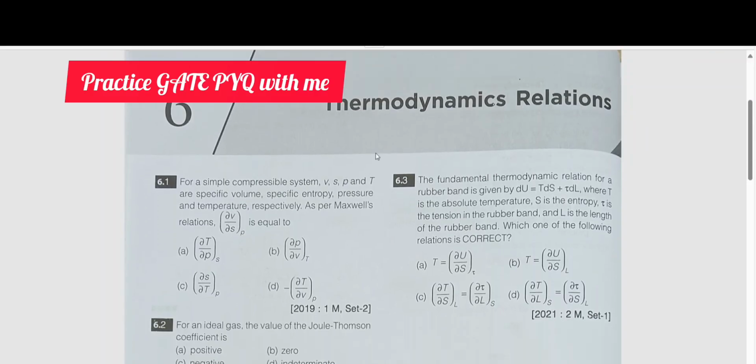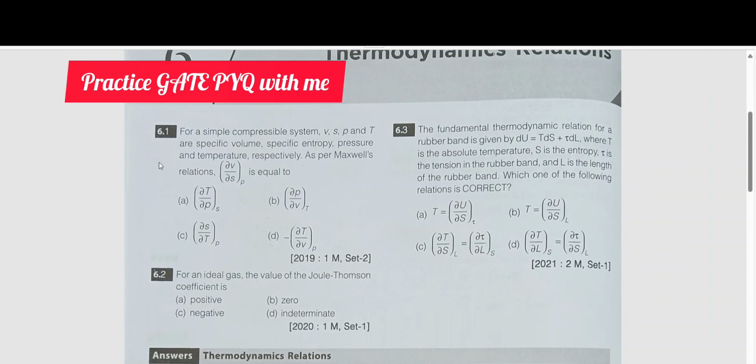In the previous year question series, let's today solve the question of thermodynamic relations. So, for the first question, for a simple compressible system, S, P, T, V are the specific entropy, pressure, temperature and specific volume respectively. As per Maxwell relation, del P by del S is equal to?